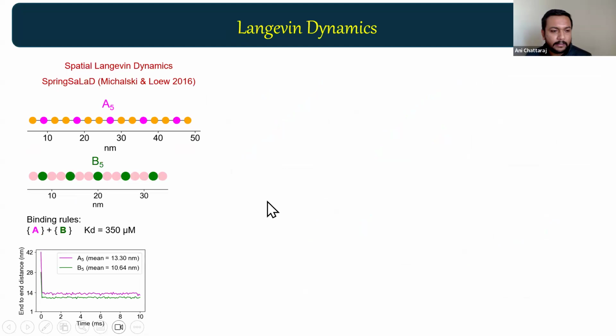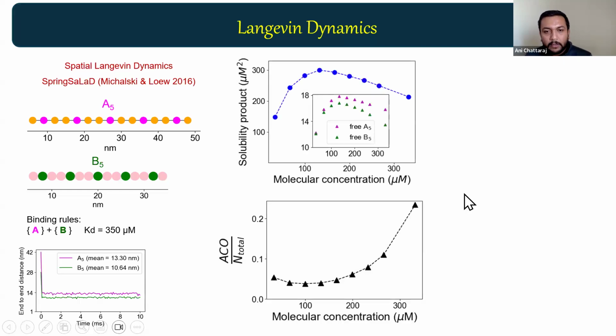And of course, we can mimic the same thing using our SpringSaLaD simulator, which is the spatial simulator. So here, as I mentioned earlier, this is the spatial simulation, so here we can actually account for the molecular structure. So for example, we have A plus B, again, A and B being the binding sites of individual molecules. And you can see that this is the end-to-end distance of the individual molecule. So one molecule is slightly longer than the others. We have a longer A and longer B, but the number of binding sites, or the valency, of individual molecules remains the same, which is 5 here, both 5 pink and 5 green.